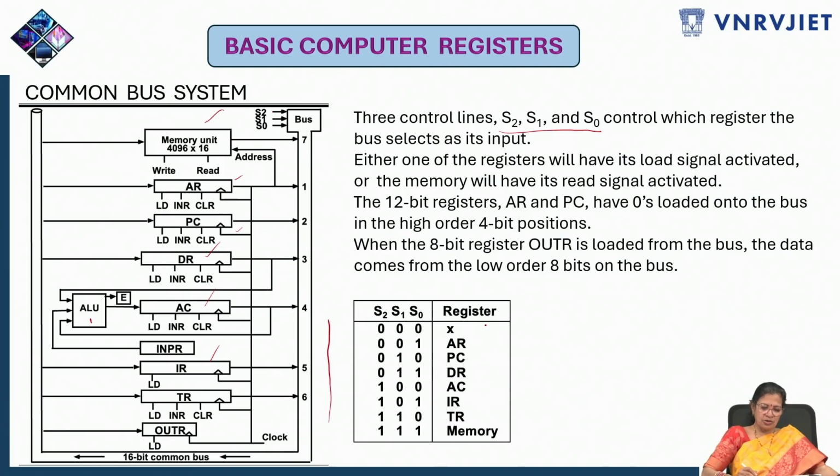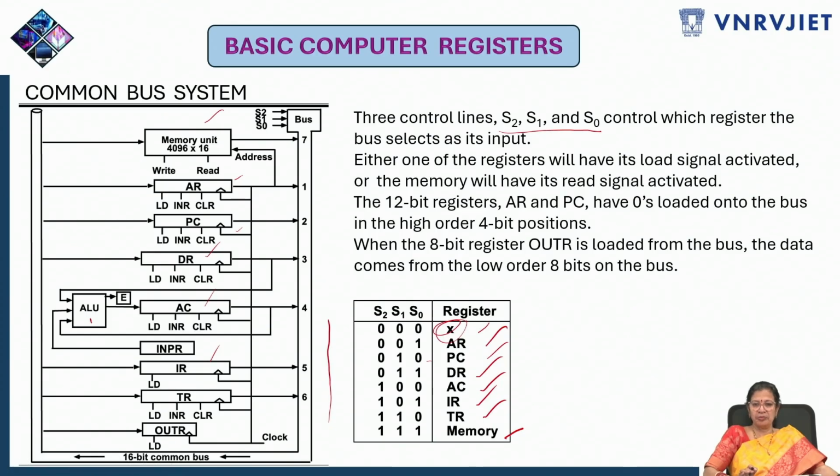So the 0, 0, 0 combination is not used, but all other combinations, 0, 0, 1, 0, 1, 0 up to 1, 1, 1, are used. For each of these combinations, one out of AR, PC, DR, AC, IR, the temporary register, or memory, any one of these will be selected.